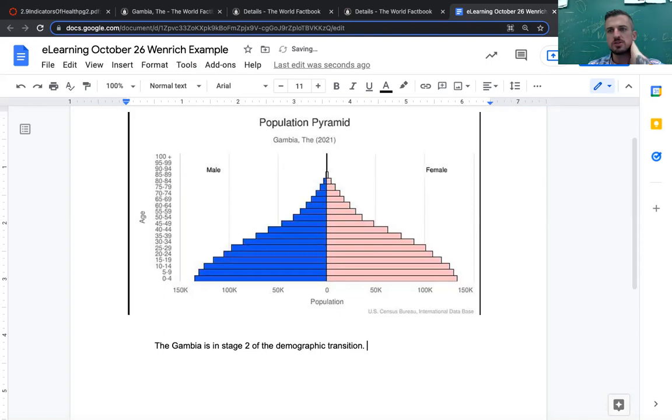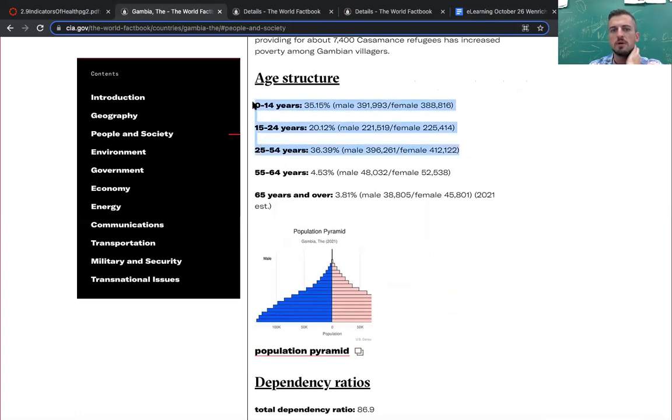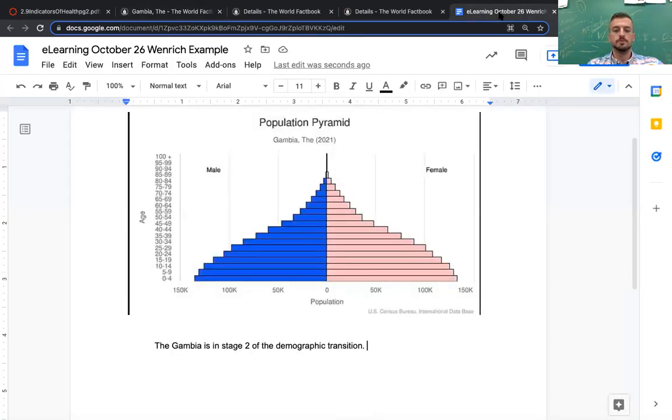Done. Okay. So just looking at this, what are some things that the Gambia is going to have to deal with? If a majority of the population is between the ages of 0 and 14 and 25 and 54, you could just say a majority of this population is relatively young.